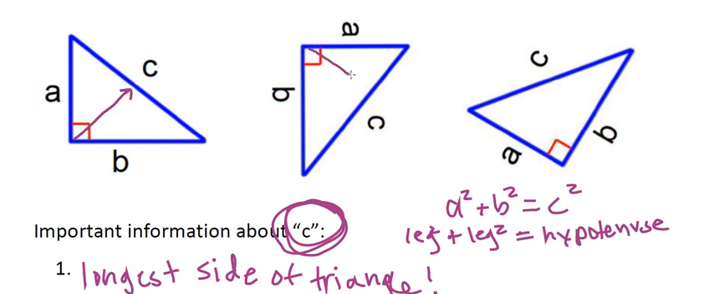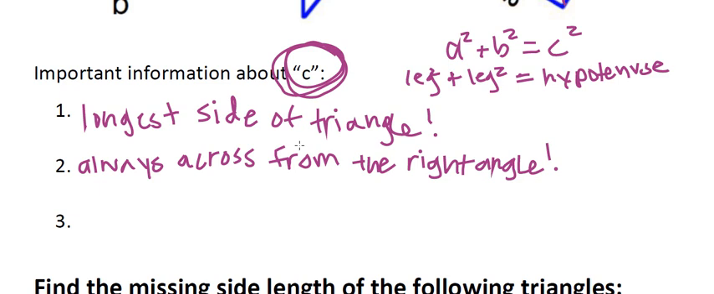Here's my right angle. They flipped the triangle, but across from it, I'll find C. Again, here's my right angle. Across from it, I will find C. So again, you're always going to be able to find it across from the right angle, and it's always going to be the longest side. And yes, the third fact is that it is called the hypotenuse.